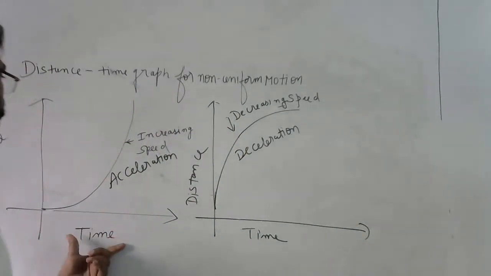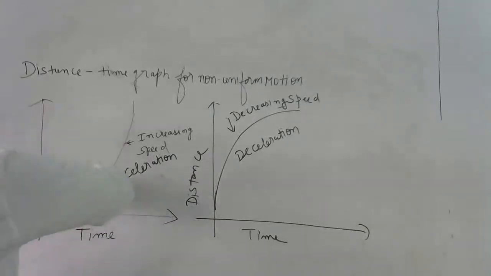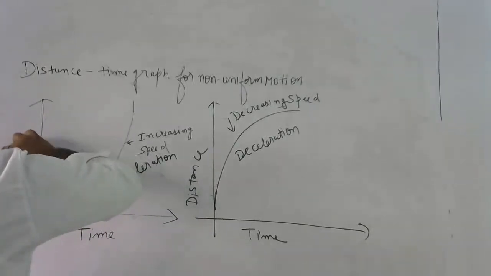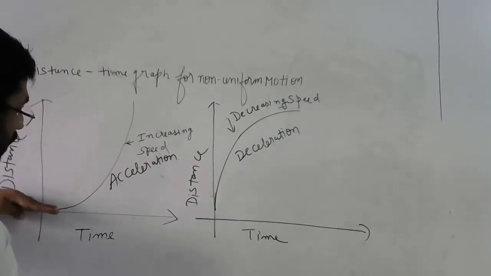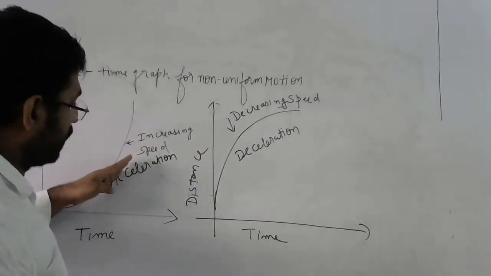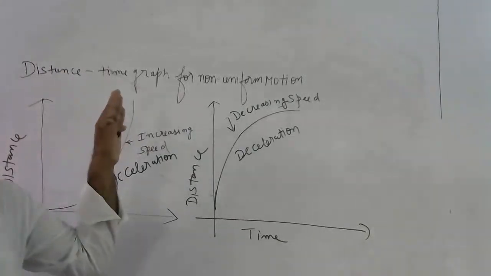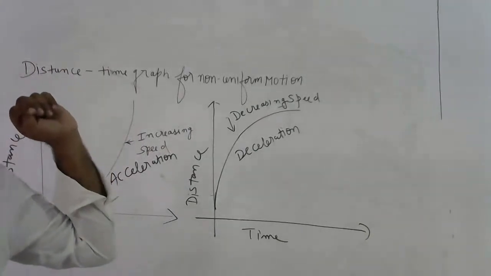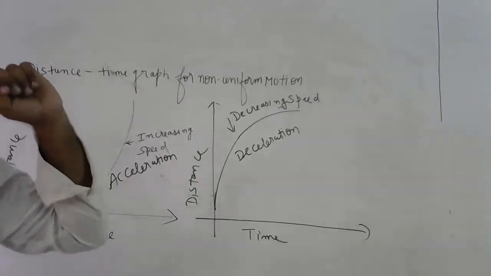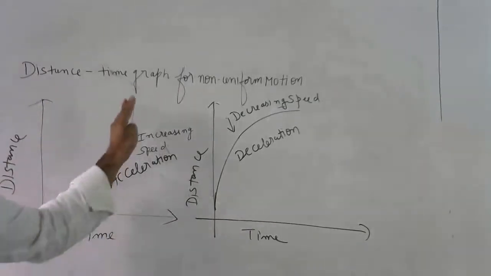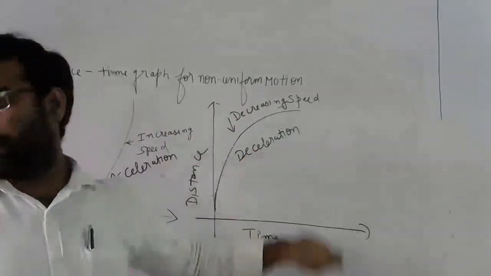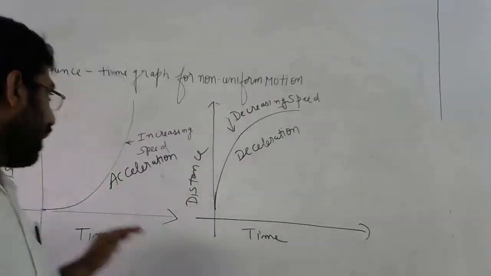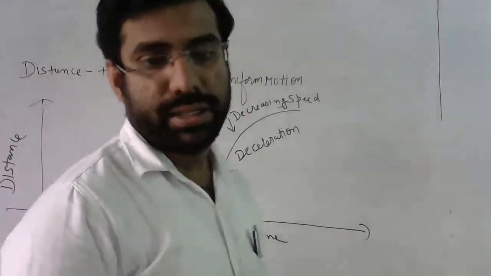See here, this is our time axis, this is your distance. Non-uniform motion: initially the speed was there, then as the time passes, the speed increased. This is the road. So this is the speed. So this is the graph of increasing speed. This is the graph of decreasing speed. When it decreases, that is deceleration, and when speed increases, that is acceleration.